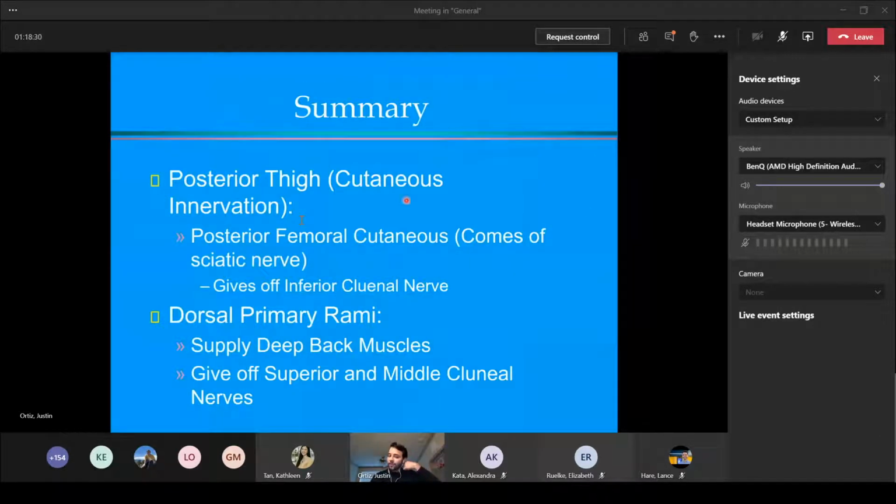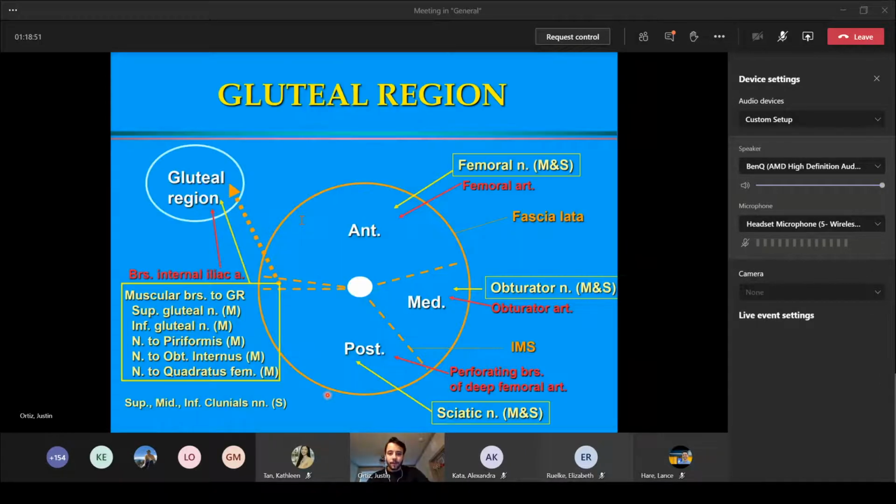Okay, so this is just a summary. I put a little summary slide to note the posterior femoral cutaneous, which comes off the sciatic nerve and is going to give off the inferior cluneal. Remember, the middle and superior cluneal come off the dorsal primary rami. I added this so you wouldn't forget: the dorsal primary rami supply the deep back muscles, and then give off the superior and middle cluneal. We'll talk about all these in the upcoming muscles.